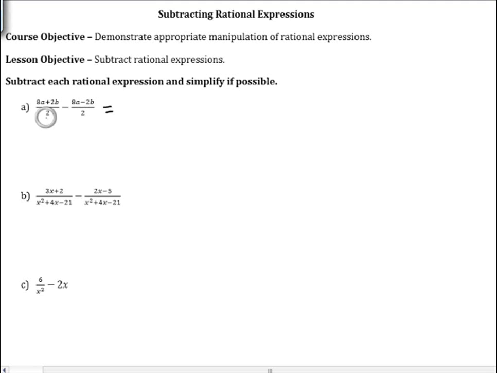Our denominators are the same, and so just like with addition, we're going to subtract the numerators. There's one thing that you have to be careful about with subtraction though, and that's to put this second part in parentheses so that you distribute your negative sign. We have 8a plus 2b minus, and then in parentheses, 8a minus 2b, and this will go over our common denominator, which is 2.